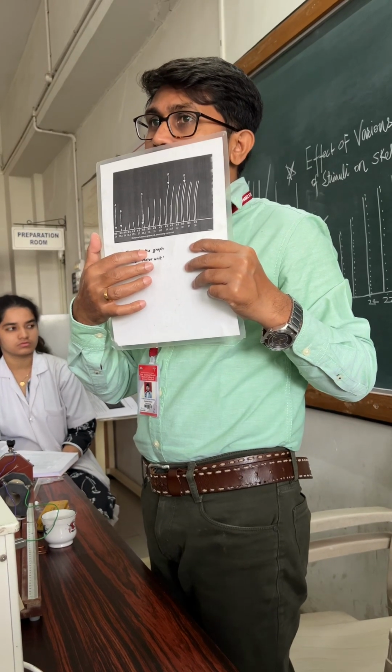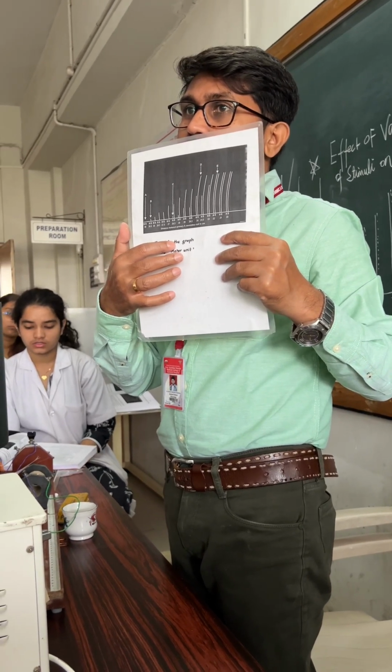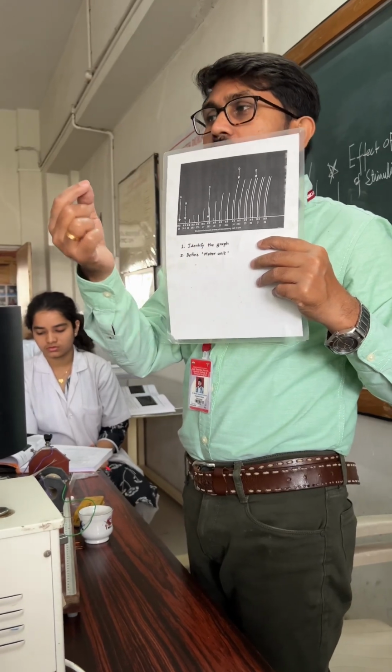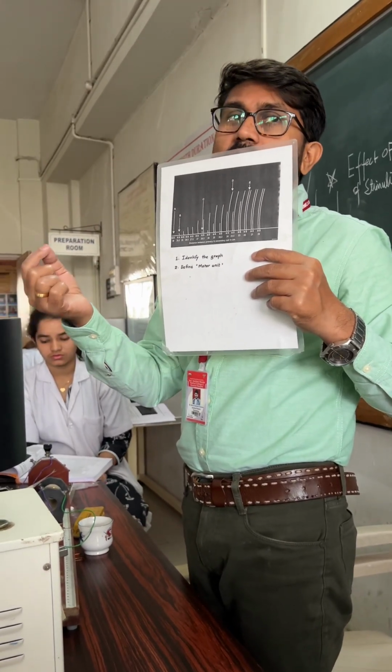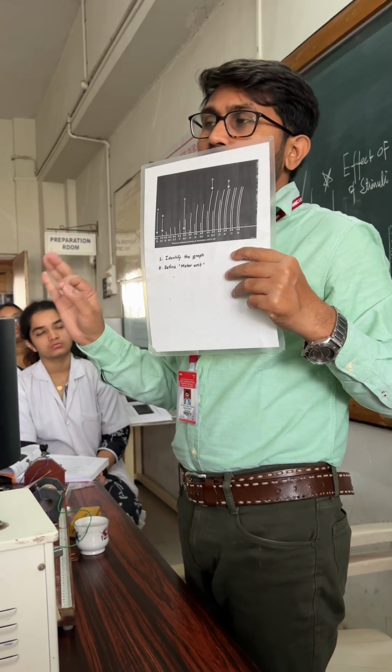समझ में आया? And what is the motor unit? One motor neuron plus one muscle fiber. Motor neuron and muscle fiber. This is called as a motor unit.